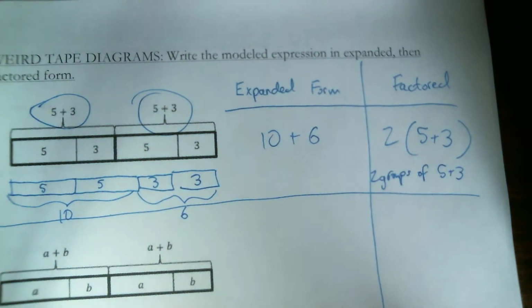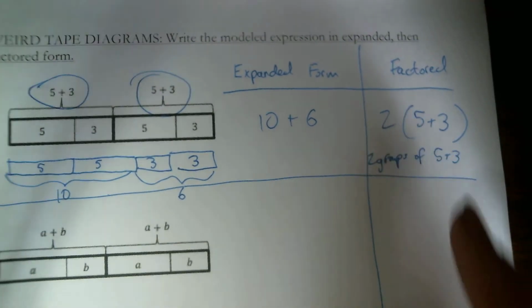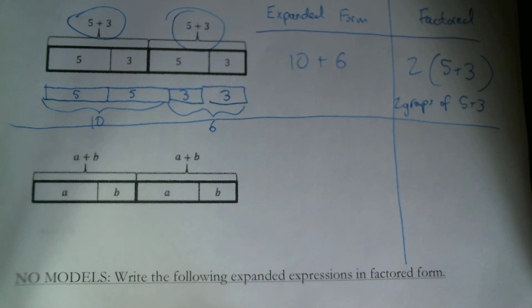We know the word groups makes us think multiplication and division. So that's what I'm thinking there. 2 times these groups of 5 and 3. Let's see if we can rearrange this one. So again, I'm going to rearrange the stuff that I like together.